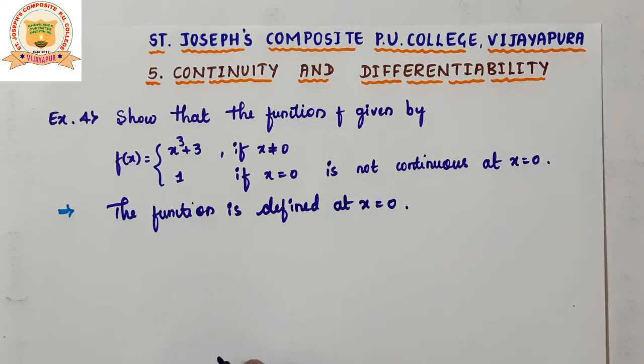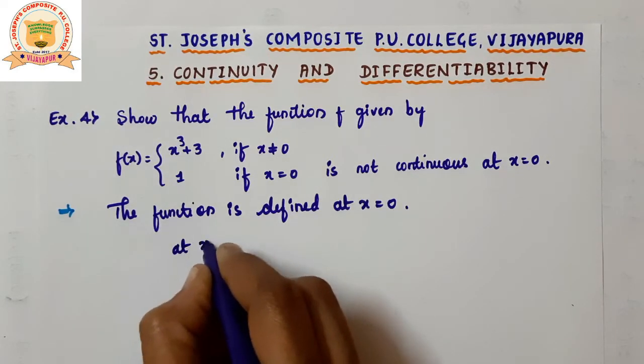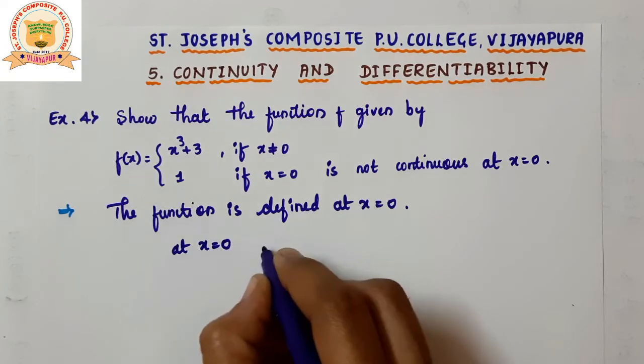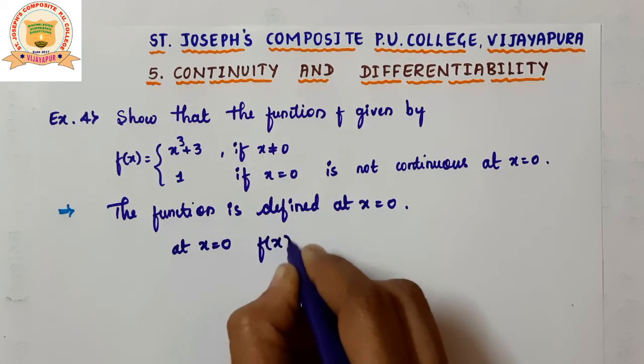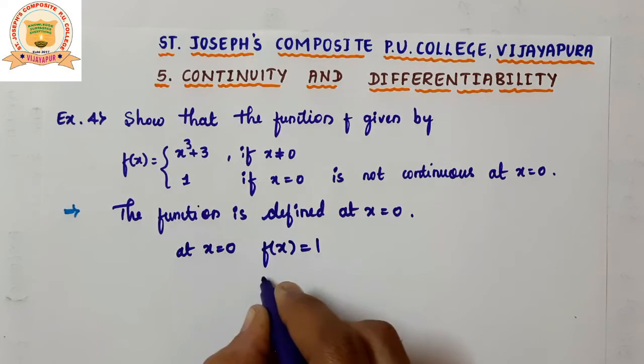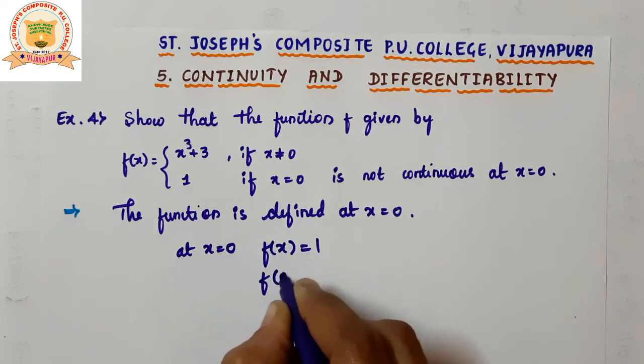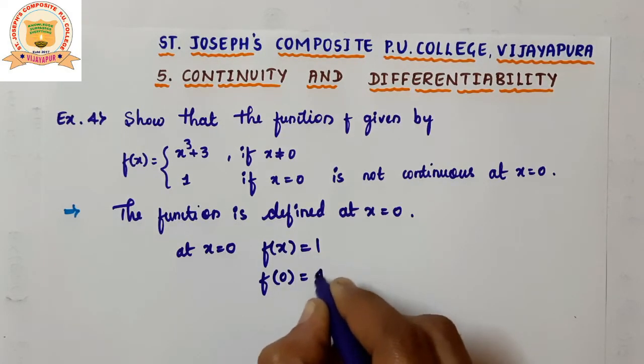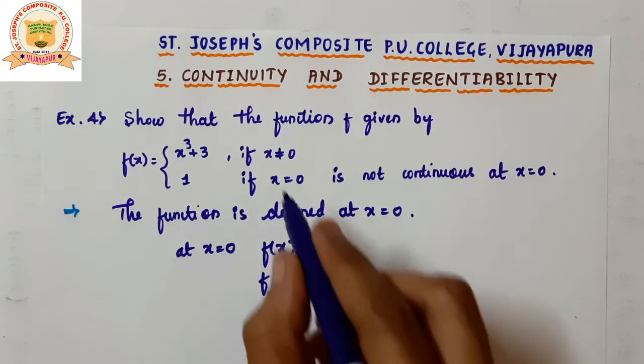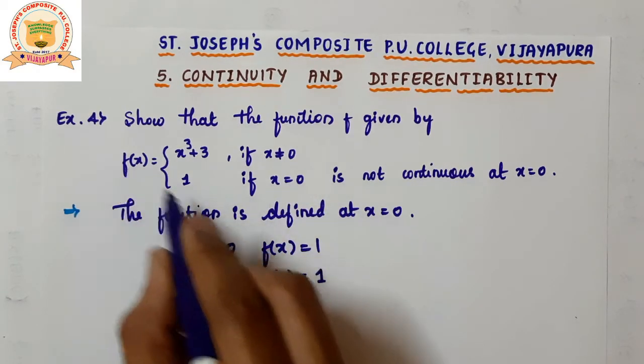Okay. Next, what we have to find? We have to find the functional value at x is equal to 0. At x is equal to 0, what is the functional value? What is f of x value? Its value is 1. If you substitute in place of x as 0, then also the value of the function is 1 only. Because at x is equal to 0, the f of x value is 1.